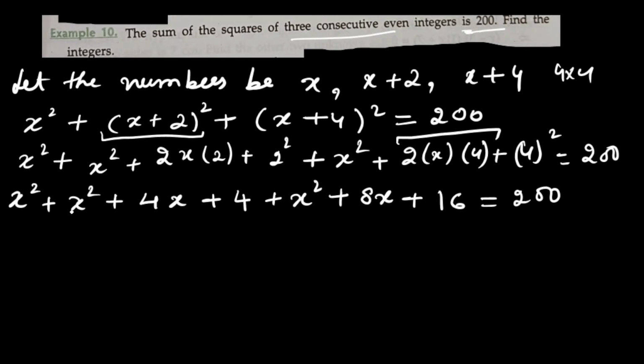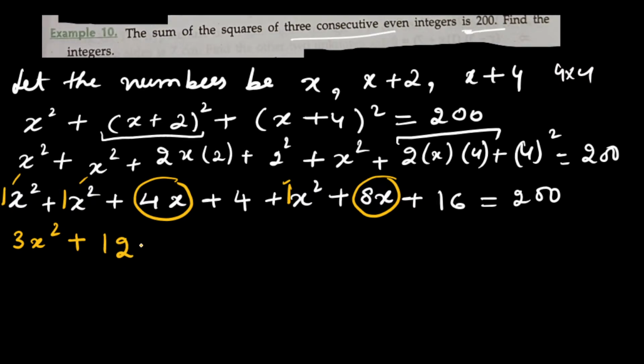Like terms we can add. Here x square and x square, these are like terms. So 1x square, 1x square and 1x square, so this is 3x square, plus this 4x and 8x. These are like terms, so 4 plus 8. Like means which are same, we can add. So this is 12x, and 4 and 16 are like, so 4 plus 16 is 20, equals to 200.